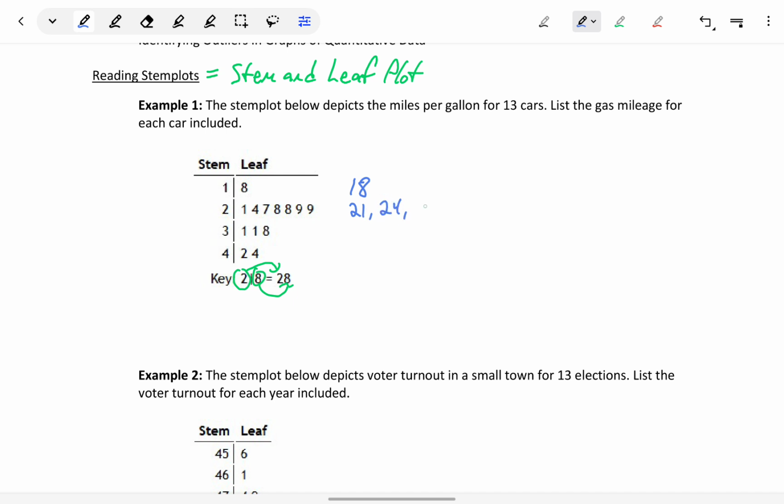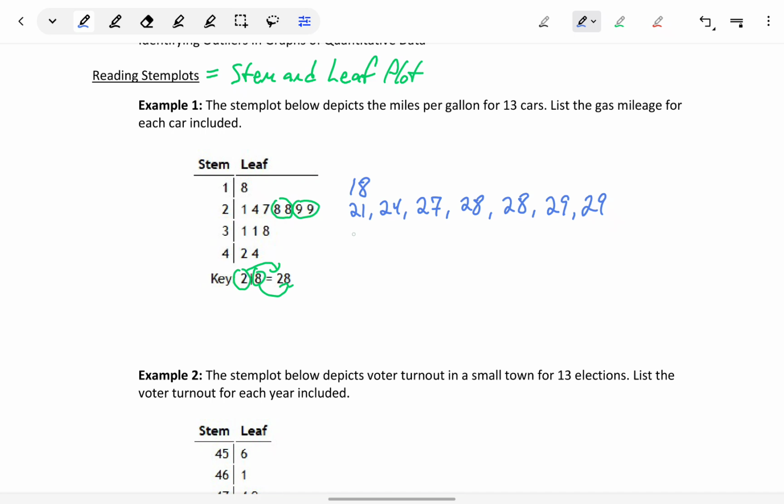Then we have 24, 27, 28. And if we notice here, the 8s are repeated, the 9s are repeated. Each time that digit is repeated means that that number came up an additional time as part of our data. So there were 2 different cars that were measured as having 28 miles per gallon gas mileage, and 2 cars that had 29 miles per gallon.